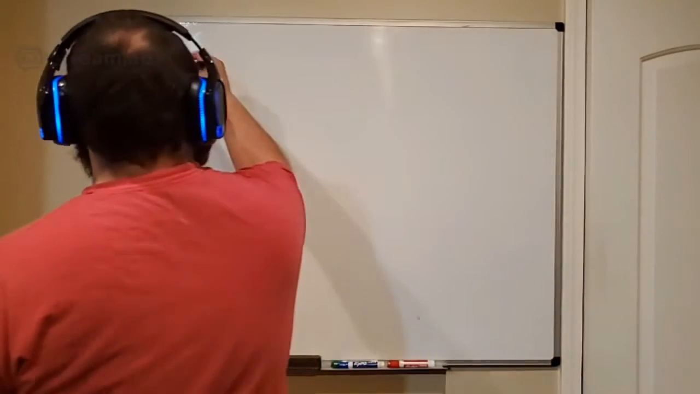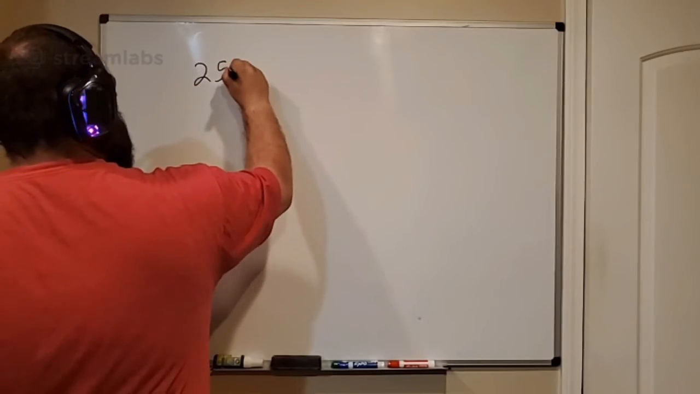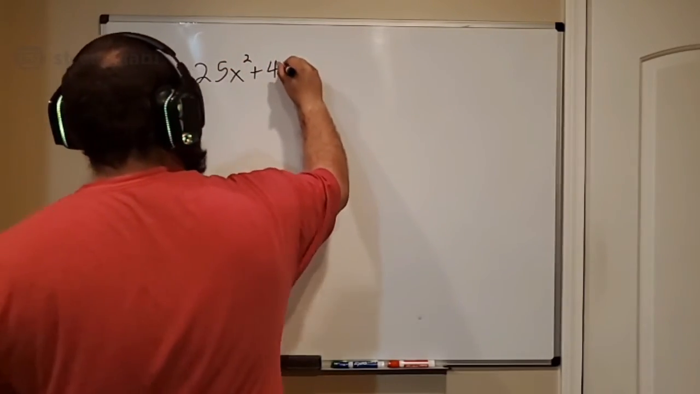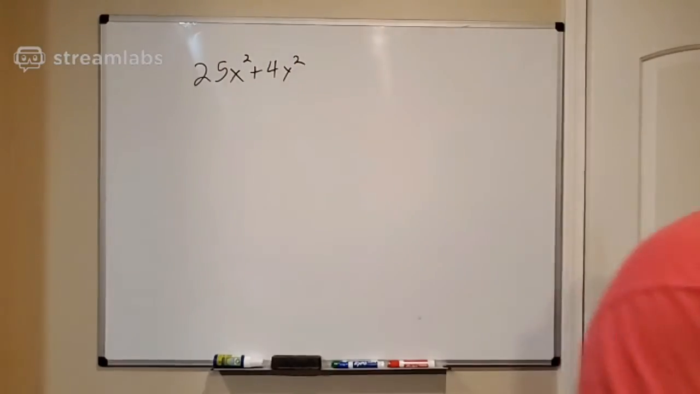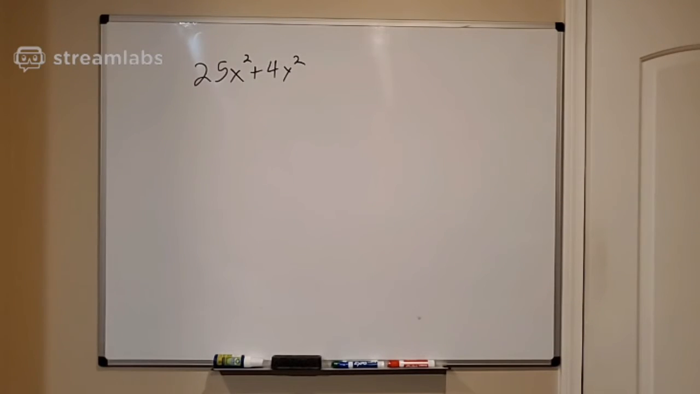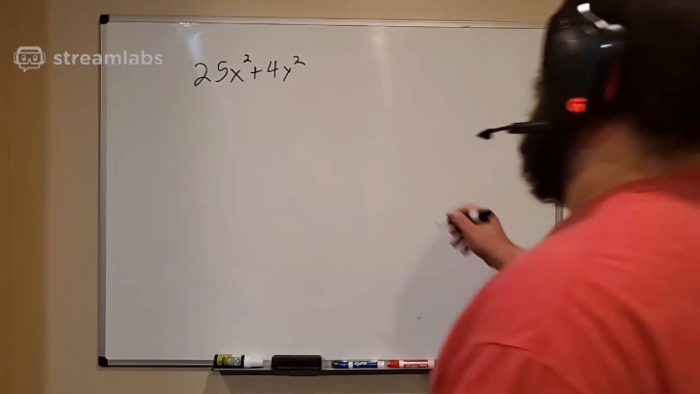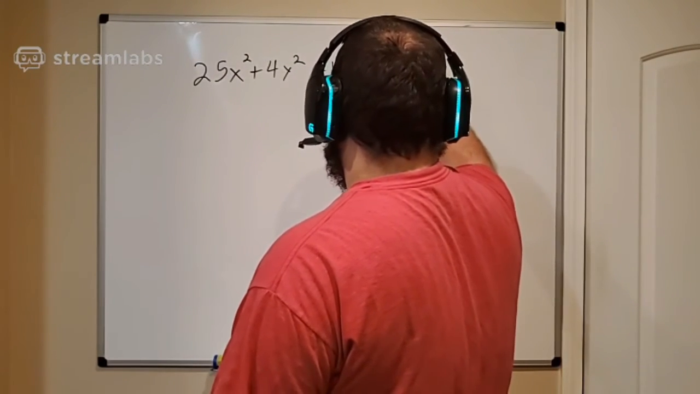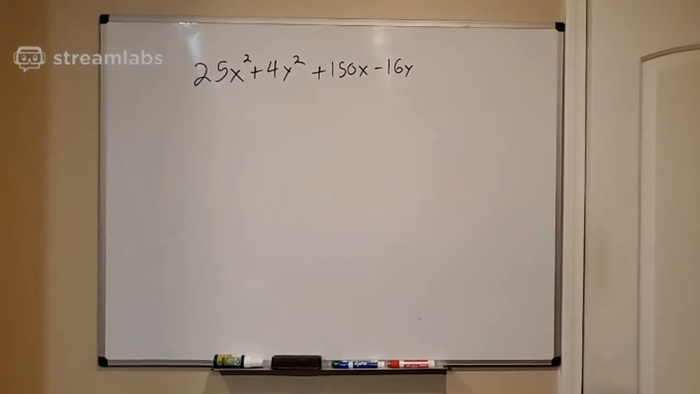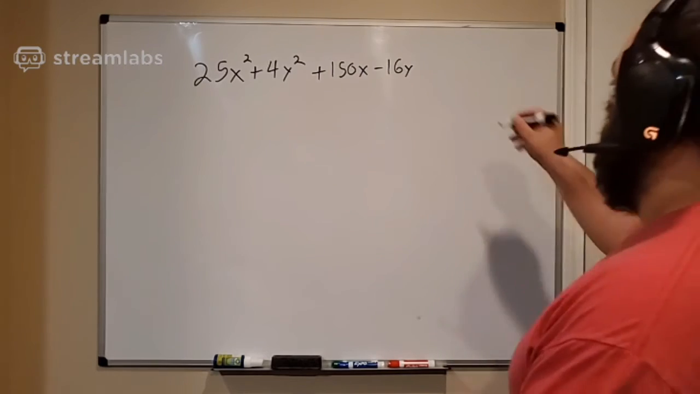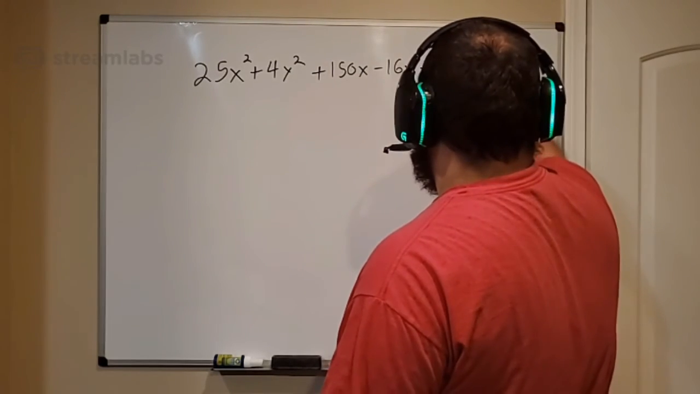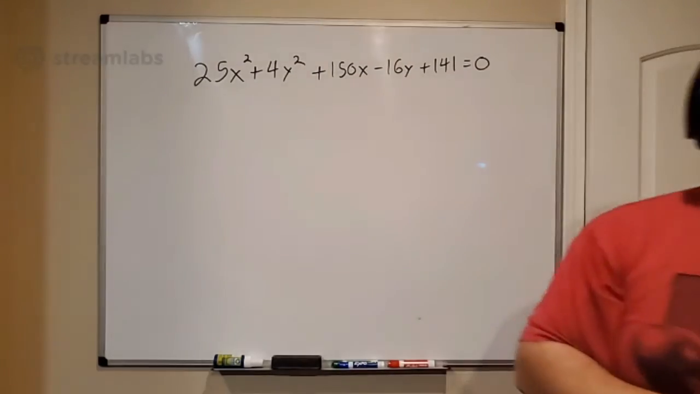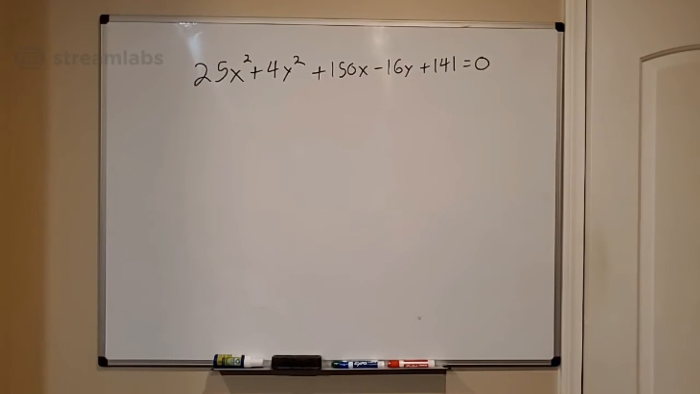x squared plus 4y squared, 150, 16, and then plus 141. Okay. Alright, so if we start off with that as an equation, and they want us to write the equation of the ellipse in standard form and then find all the stuff.